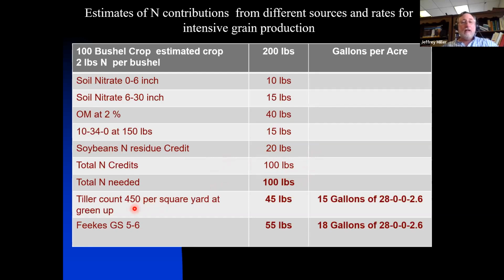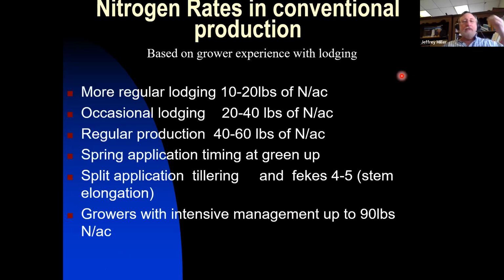And then they look at doing tiller counts, and at a tiller count of 450 tillers per square yard, they're recommending 45 pounds of nitrogen at green up, to be followed by another 55 pounds of nitrogen just before the extension phase, so GS5 and 6. So you can look at this very differently. If you're in conventional production, you're not using growth regulators, multiple applications of fungicides, etc. You can look at your own experience with lodging on your farm to give you guidance as to what rate of nitrogen to apply.